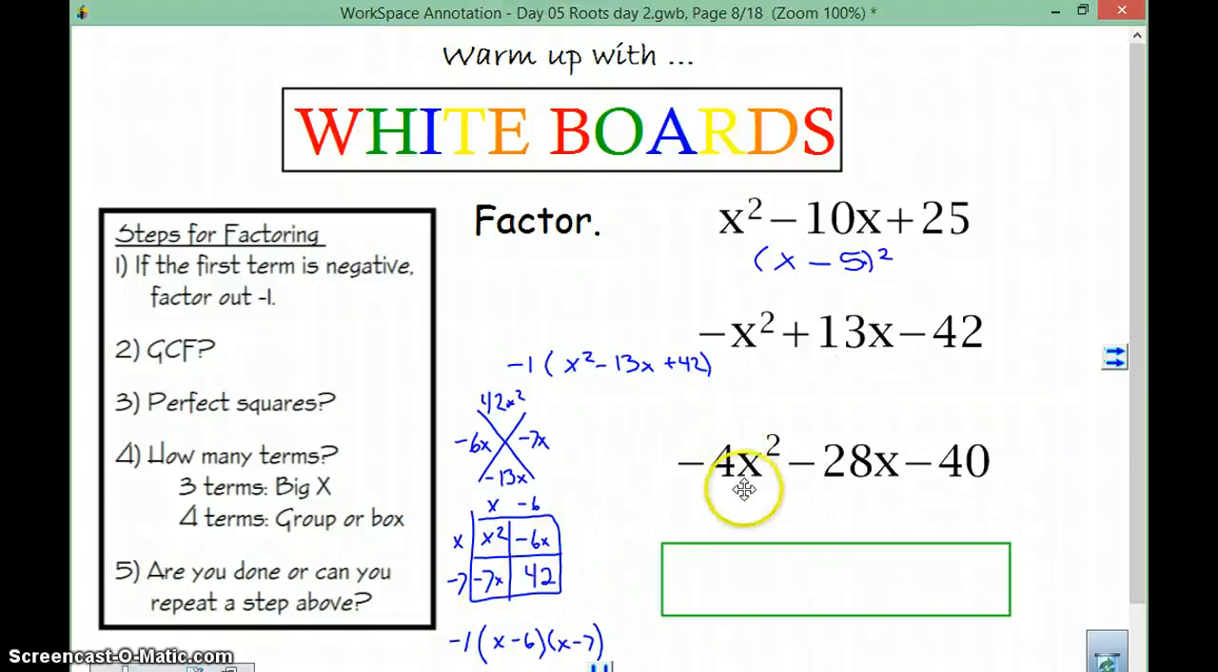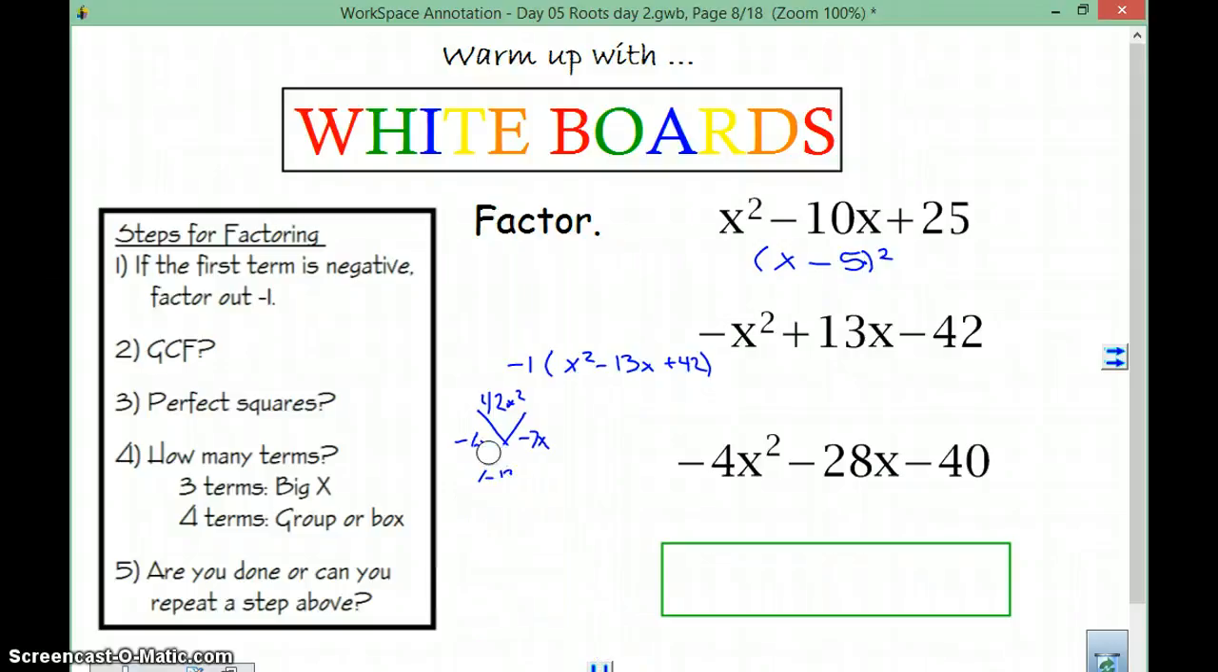There we go. What do you notice? All right, a couple things. I think I need some more space, so let me erase. What's the first step I have to do? Well, I have a negative here. Do I have a GCF? I do. 4 goes into all of them, so you can take negative 4 out as your GCF. First step, negative 4 times x squared plus 7x plus 10.